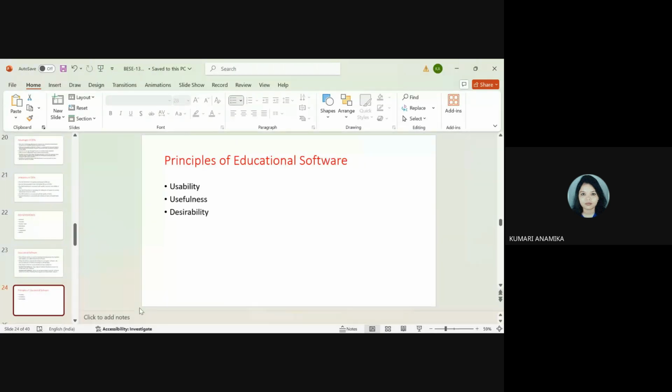Then the second one is usefulness. The software should be able to make positive changes or help in improving the teaching learning process in the classroom. It should bring a kind of improvement in the teaching learning process. Then the third principle is desirability. The quality which makes the software popular and desirable is its ability to motivate learners to learn new tasks. It should be effective in helping learners attain a new concept and clarify doubts.